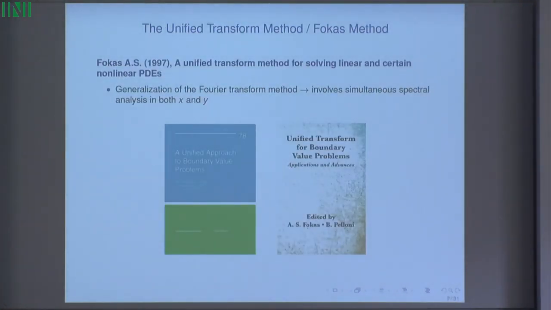Okay, and the way to find these two functions, f and g, for the problems I will be considering is to use the unified transform method, also known as Fokas's method, which was introduced in 1997. This method can be thought of as a generalization of the Fourier transform method, since it involves simultaneous spectral analysis in both the x and y variables. So we can think of Fokas's method as a transform method in the complex plane.